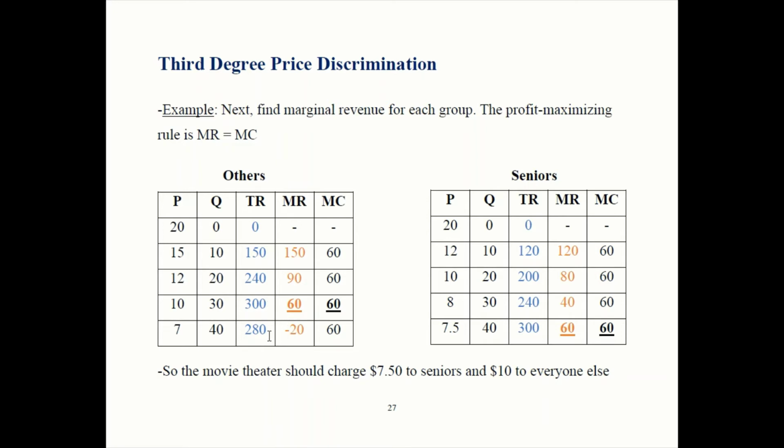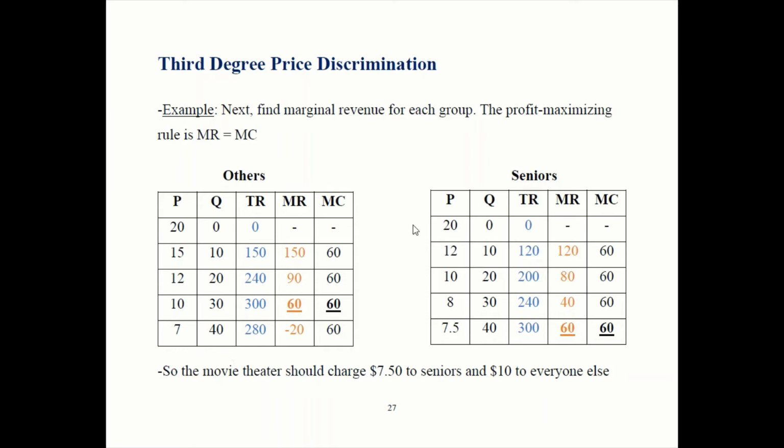So at some point you can see that's not a mistake. At some point you can see if you cut price far enough, then your total revenue starts going down. That means that marginal revenue can be negative if you produce too much and charge too little.